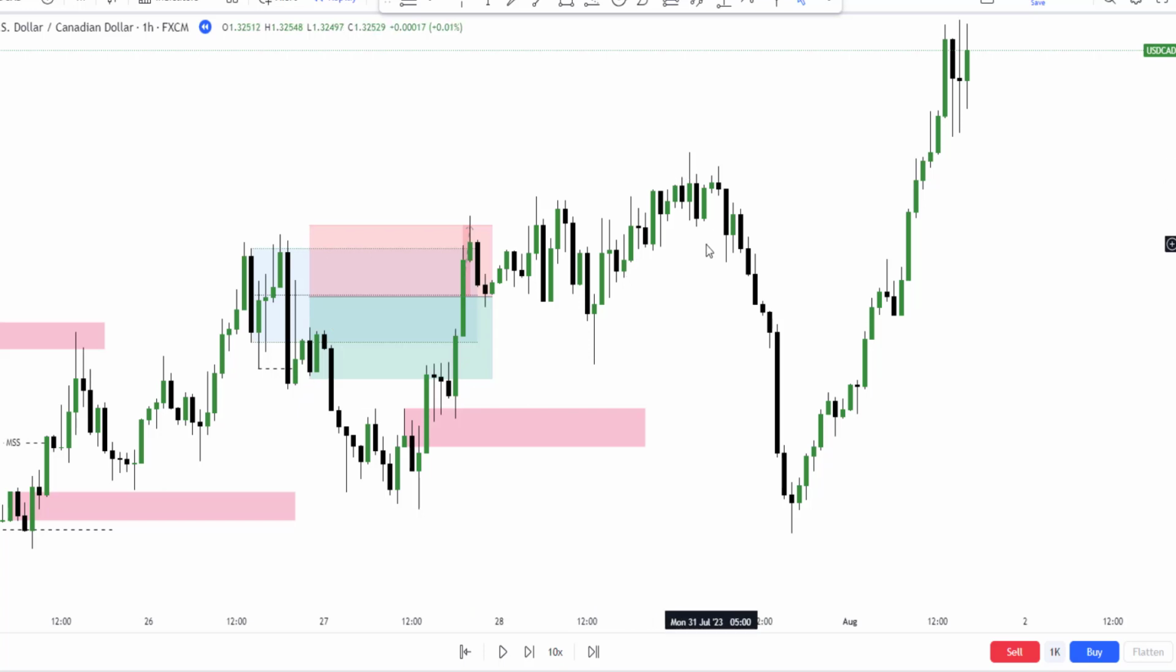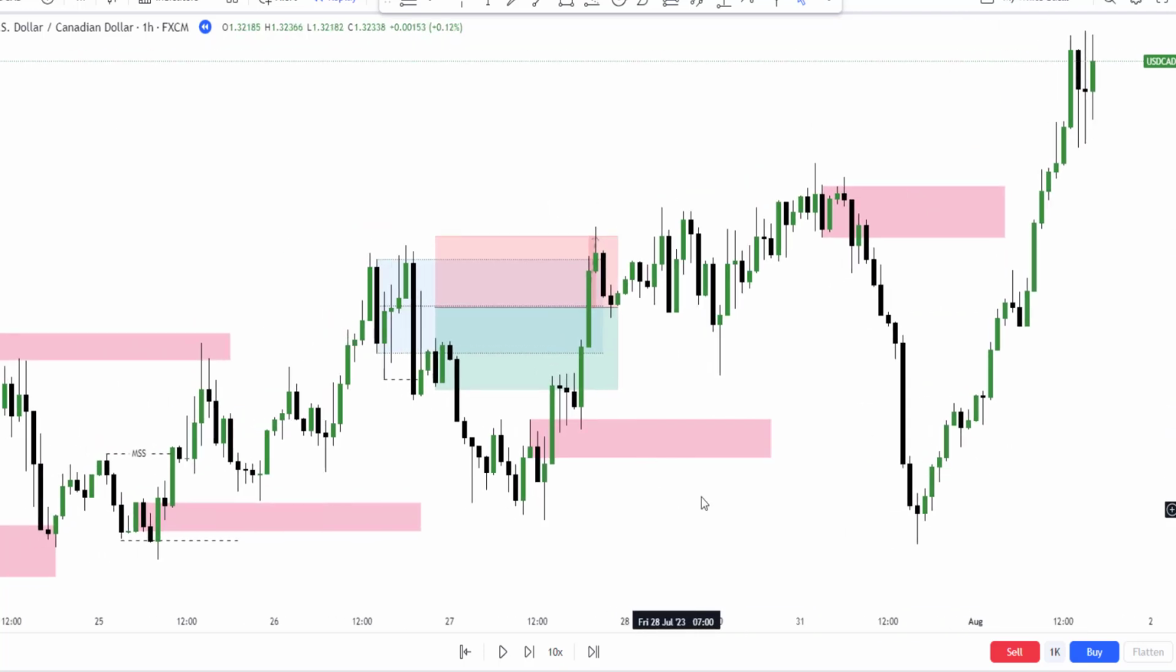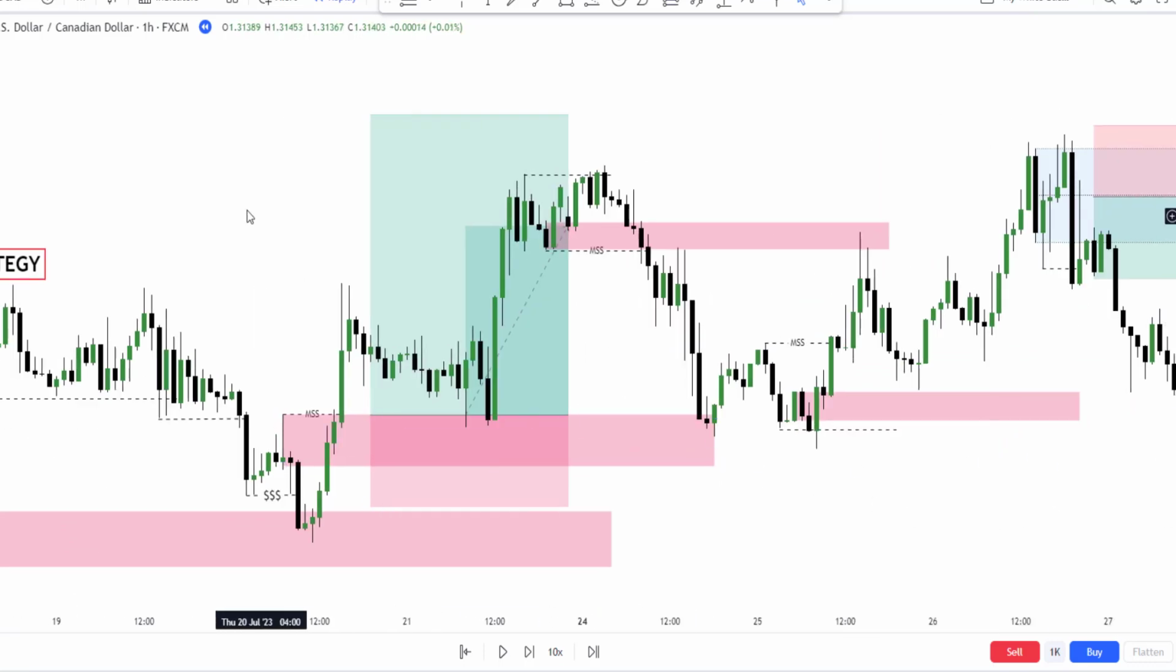Price moving up, having shifting structure here. A mitigation block has been noticed right here. This is the mitigation block for entry. As soon as we see price closing with this sell candle, price coming with the green candle and moving downward. All right, so this is quite understandable.